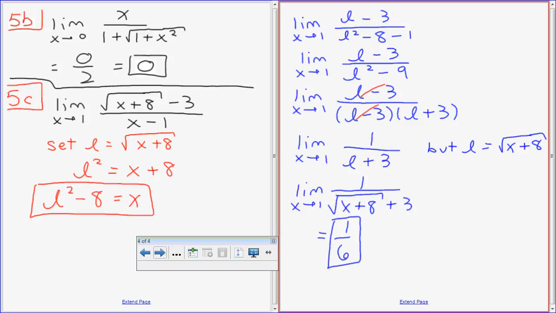The next one I think I want to solve by rationalizing, if that's okay. Because this one I did substitution, the next one I do by rationalizing, just so we see both ways.